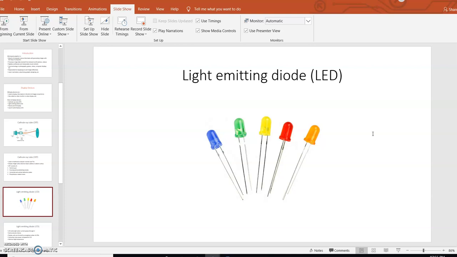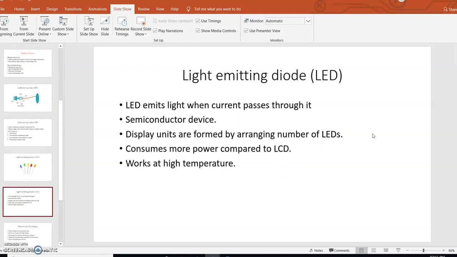LEDs have vast applications as far as display devices are concerned. Basically, they are used in television sets. Nowadays we have flat screen LED monitors or flat screen LED television sets. As I already told you, we are not using CRTs right now, so LED or LCD monitors are used. These are small light emitting diodes, and I have put out some information regarding the same.